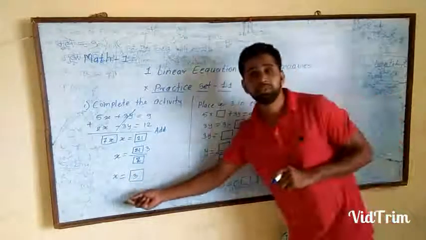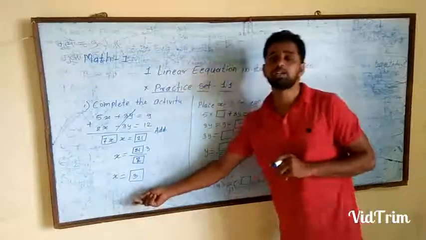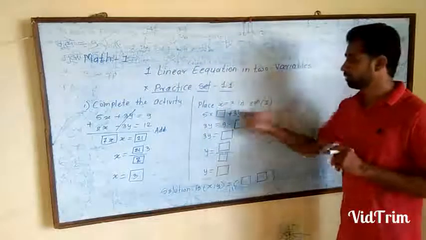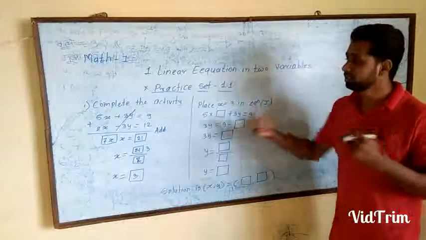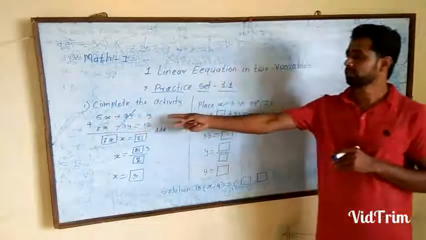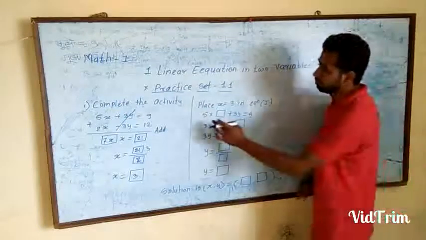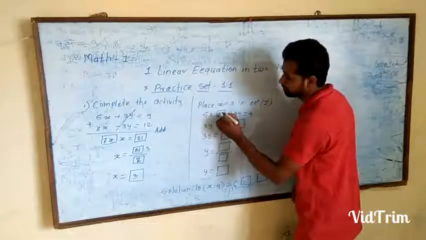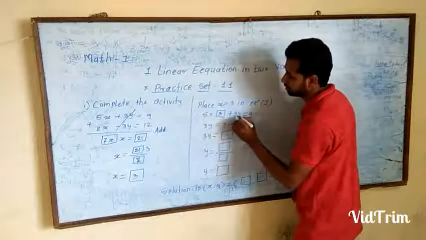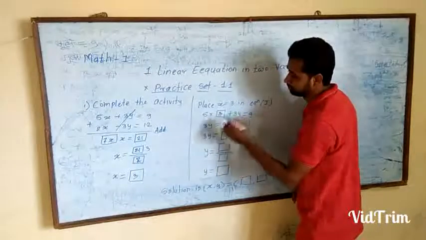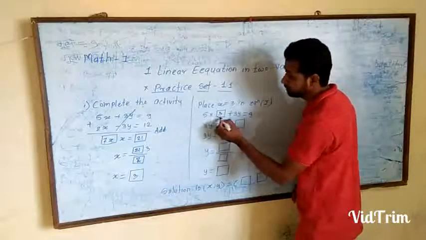So we substitute this value in equation 1. Place x is equal to 3 in equation 1. What is equation 1? Equation 1 is 5x minus 3y is equal to 9. The value of x is 3, so 5 into 3 minus 3y is equal to 9. So 5 into 3 is 15.